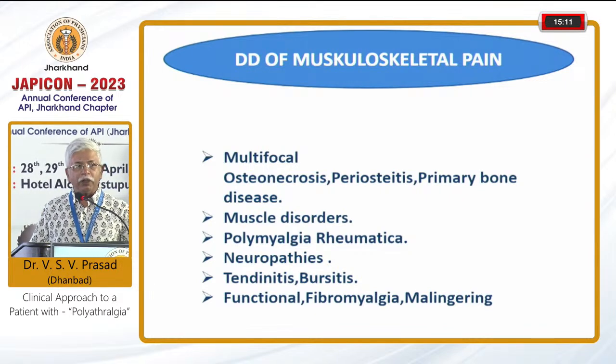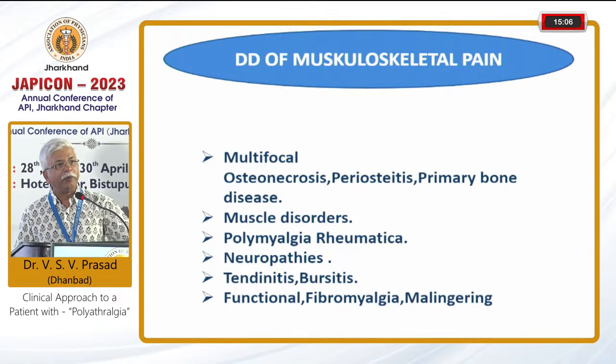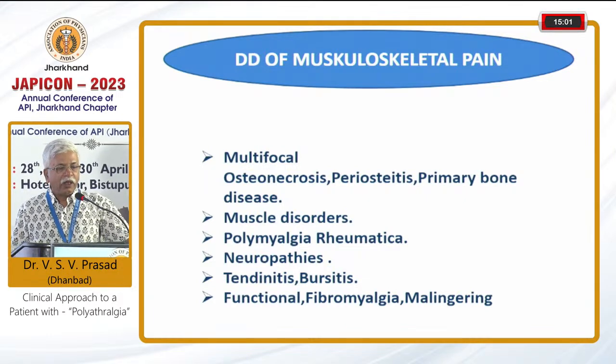The patient could be a case of multifocal osteonecrosis, periosteitis, primary bone disease. This can all present just like polyarthritis, with some differences, of course. Muscle disorders, polymyalgia rheumatica, neuropathies, tendinitis, bursitis, this could all present as a varied form of polyarthritis. And of course, we have the functional patients with functional complaints and fibromyalgia, which can be very misleading. And many patients could actually be malingering.